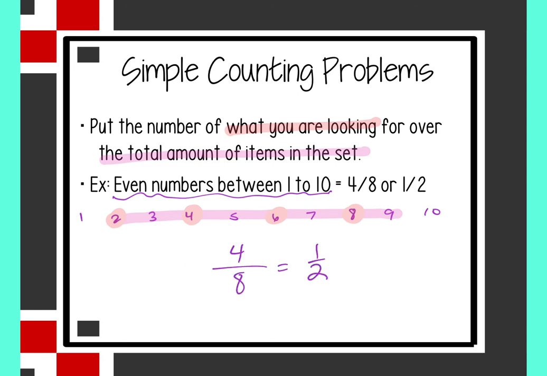So that's like a simple counting problem, right? This would be really basic. If you had a box full of different colored rocks and you wanted to pick a certain kind of rock, you would do the number of those rocks over the total number of rocks in the box.